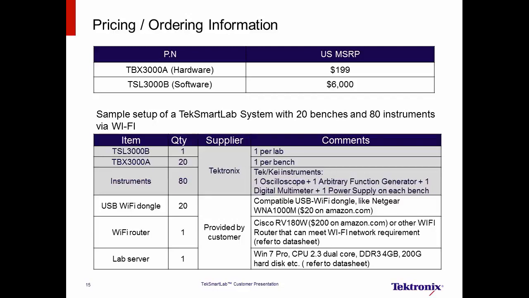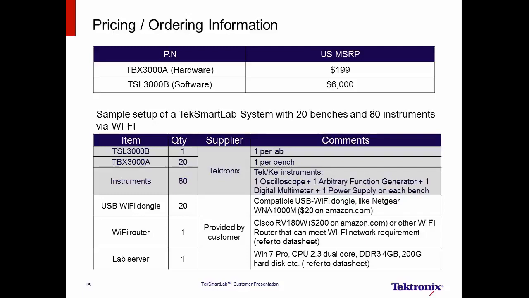Currently, we can have up to 4 instruments per bench: one oscilloscope, one arbitrary function generator, one digital multimeter, one power supply. Always make sure to check the data sheet for the list of supported instruments. To complete the wireless setup, the customer will need to purchase 20 USB Wi-Fi dongles for the 20 TBX 3000As. A list of compatible USB Wi-Fi dongles is included in the data sheet.